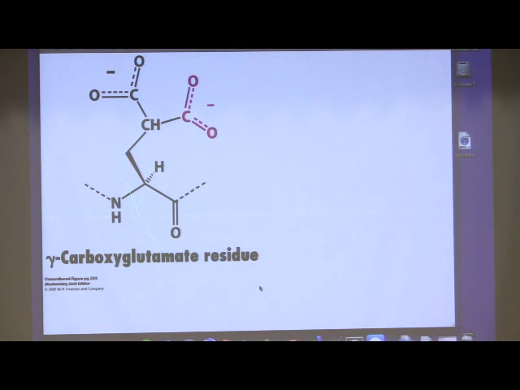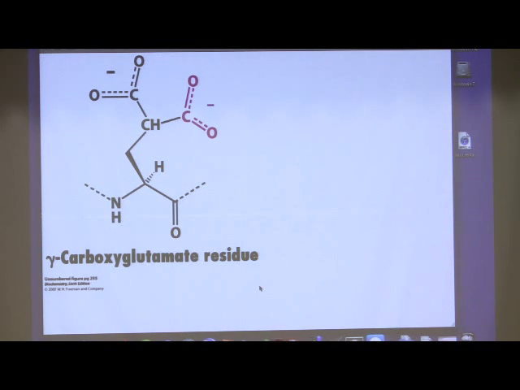Prothrombin has glutamic acids, as most proteins have glutamic acids. However, prothrombin's glutamic acids get modified in a very interesting chemical modification. We've talked about chemical modifications of proteins before. Here is one you haven't seen before. This modification happens to prothrombin. It happens to a few other proteins in the body, but this one is very critical for the blood clotting process. What happens is the side chain of glutamic acids in prothrombin get an extra carboxyl group attached to them.